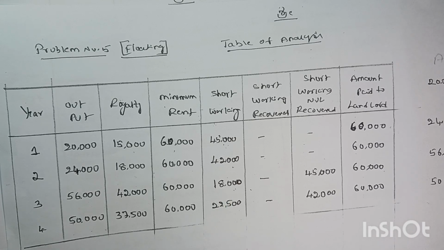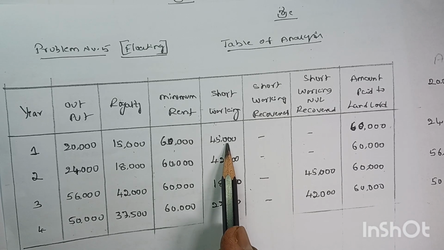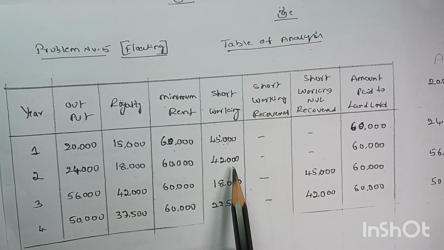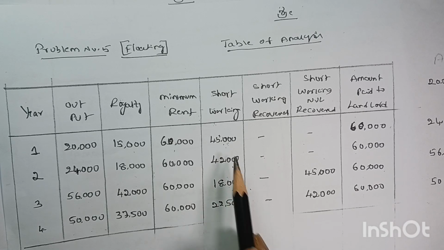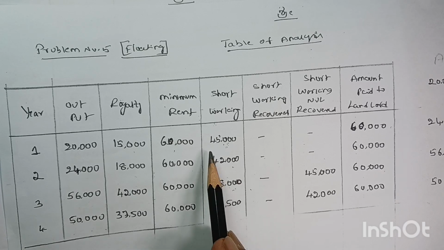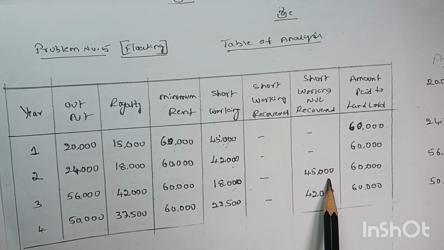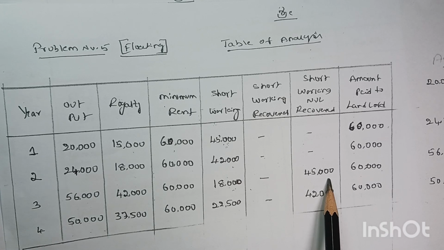It is very simple. Floating. Floating means what? You have first year short working 45,000 which should be recovered in the second year or third year. You could not recover anything. That means this short working, because all these years show only short working, this 45,000 in the third year will be transferred to short working not recovered, which is nothing but transferred to profit and loss account.